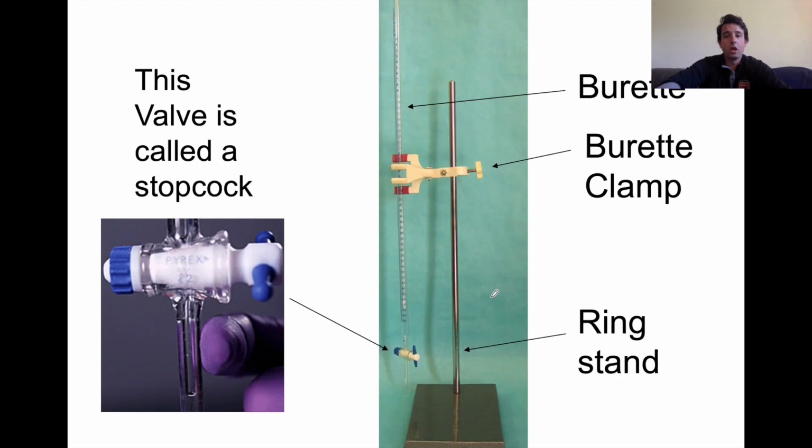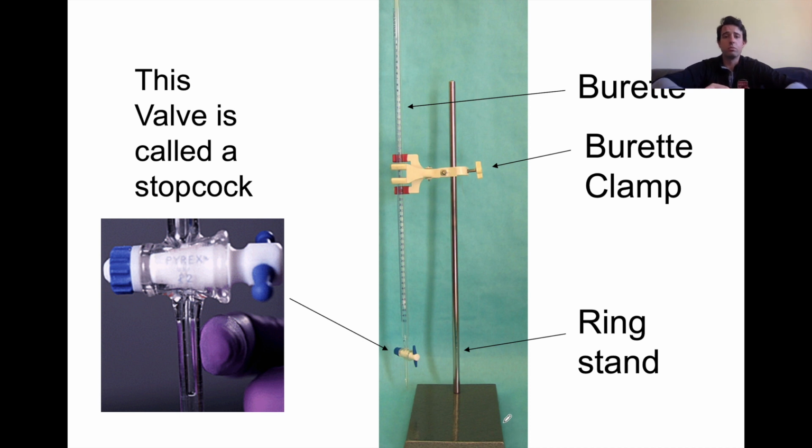Here we go. Here we're looking at a ring stand and a titration setup. So here's how this is going to work. First off, we've got a burette clamp. That's the thing keeping the burette all together. And then we got a ring stand. You've probably seen a ring stand before.